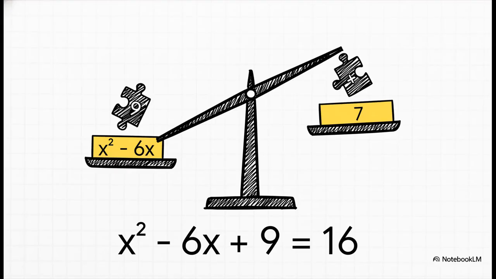And this slide demonstrates that principle perfectly. We add our magic number, 9, to the left side, which turns it into the perfect square trinomial we wanted. But to maintain that crucial balance, we absolutely must add the exact same value, 9, to the right side as well. Our original 7 on the right side now becomes 7 plus 9, which is 16. Our equation is now transformed, but it remains perfectly balanced.